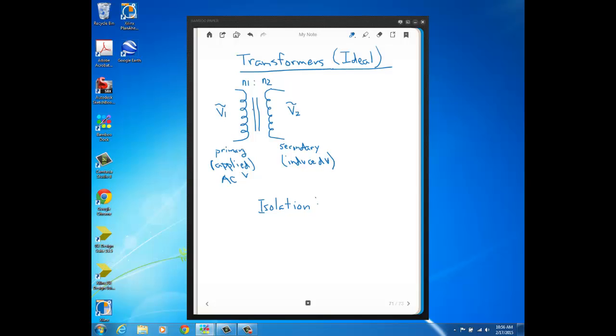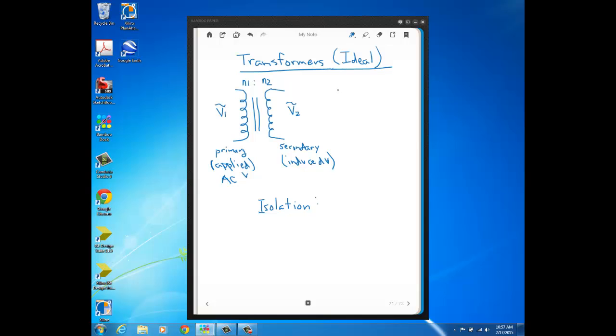Transformers basically work on Faraday's principle. When you put an AC source on the primary side, the AC current that flows through the primary winding develops a magnetic field that expands and contracts in time. The iron core is there to strengthen that magnetic field, but the key aspect is that the expanding and contracting magnetic field induces a voltage through Faraday's law on the secondary side. Here the primary we're labeling V1 and the secondary we're labeling V2.